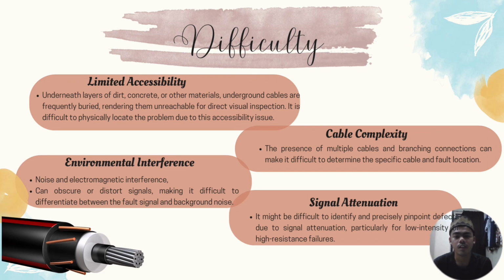The third one is environmental interference. Noise and electromagnetic interference, for example, can obscure or distort signals, making it difficult to differentiate between the fault signal and background noise. So the last one is signal attenuation. It might be difficult to identify and precisely pinpoint defects due to signal attenuation, particularly for low intensity or high resistance failures.